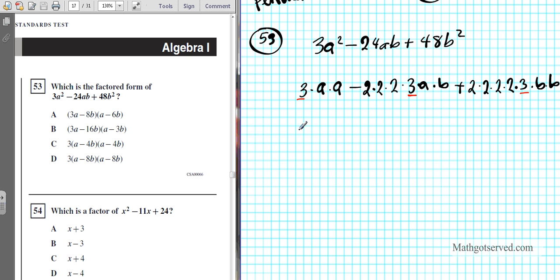If I factor out a 3, outside I'll be left with a squared minus, let's take what we factored out, cancel it so I can put it back in. 2 times 2 times 2 is 8ab plus 2 times 2 times 2 times 2. 2 times 2 is 4 times 4 is 16, plus 16b squared. Okay? All right. Now what we're going to do next is factor this term using the x game.